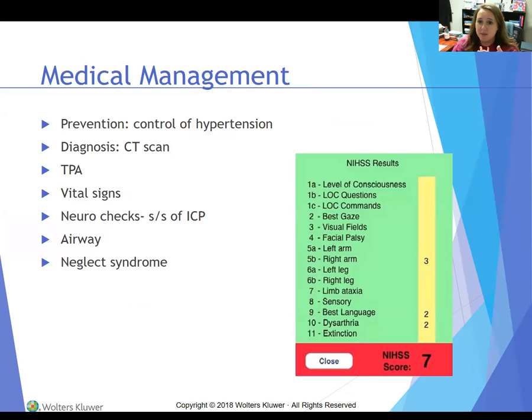So if we get that CT back and we don't see any bleeding in the brain, then we know that we likely have an ischemic stroke, and then this patient could receive TPA as long as they meet the other criteria. So later on, we can get an MRI, and this will show us the lobe and the area of infarction of the ischemic stroke. But we want to do that CT first, because we've got to rule out whether it's hemorrhagic or not.